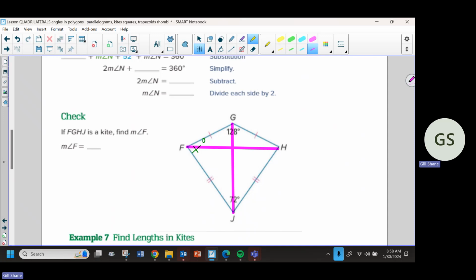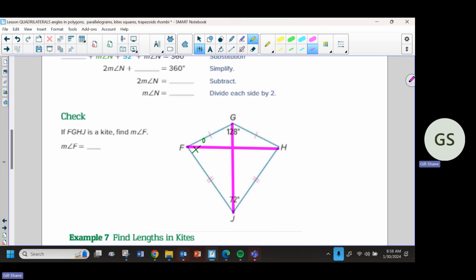That's the one you need. So now you've got to tell me which two angles, and it's got to be opposite angles. Which two angles are congruent in this figure? Opposite. So 128 equals 72? No. Come on.